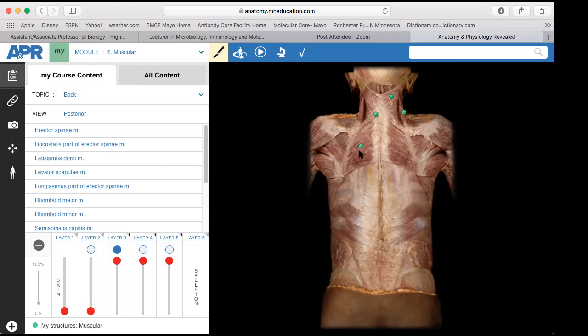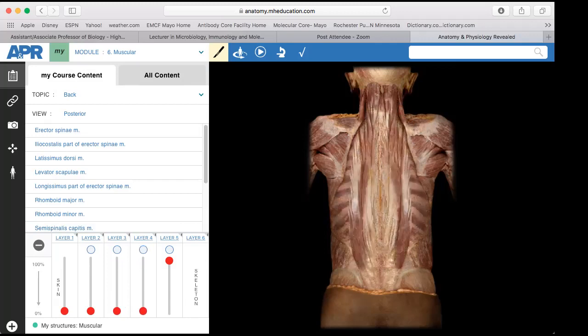So it's basically the levator, elevating the shoulder. Rhomboid minor, and rhomboid major. That is basically a rhomboid shape. That's your serratus posterior superior, beautifully arranged like that. And then you have serratus posterior inferior. That's your semispinalis capitis. Then you have your spinalis part of the erector spinae, and then the longissimus part of the erector spinae.